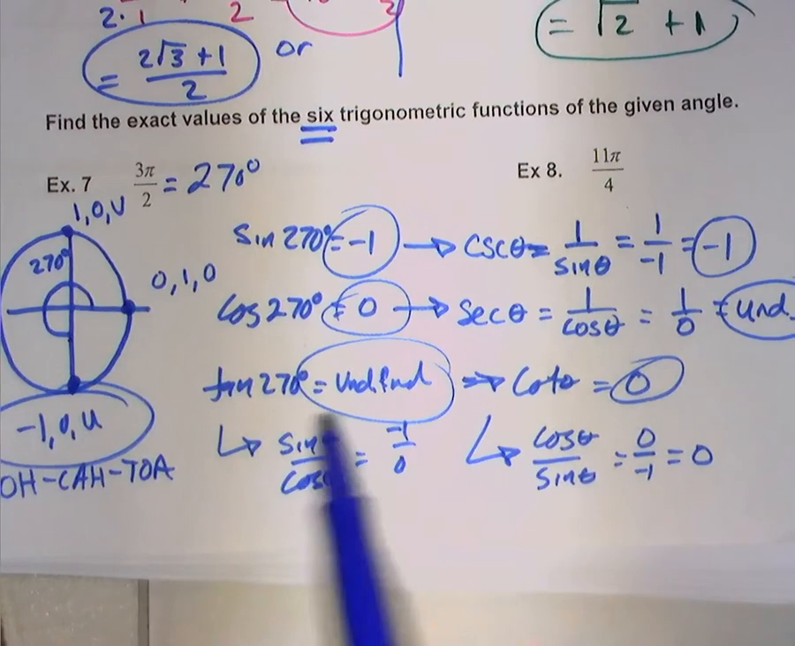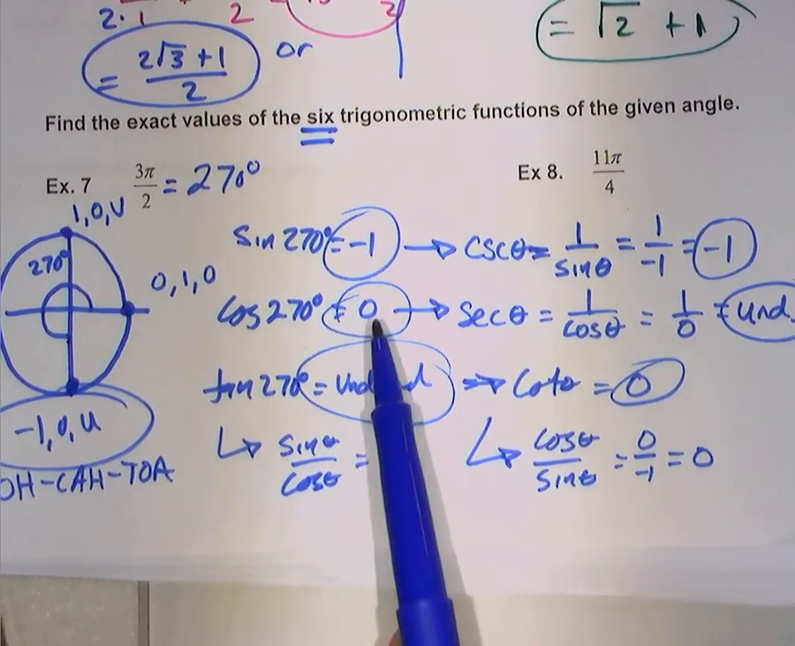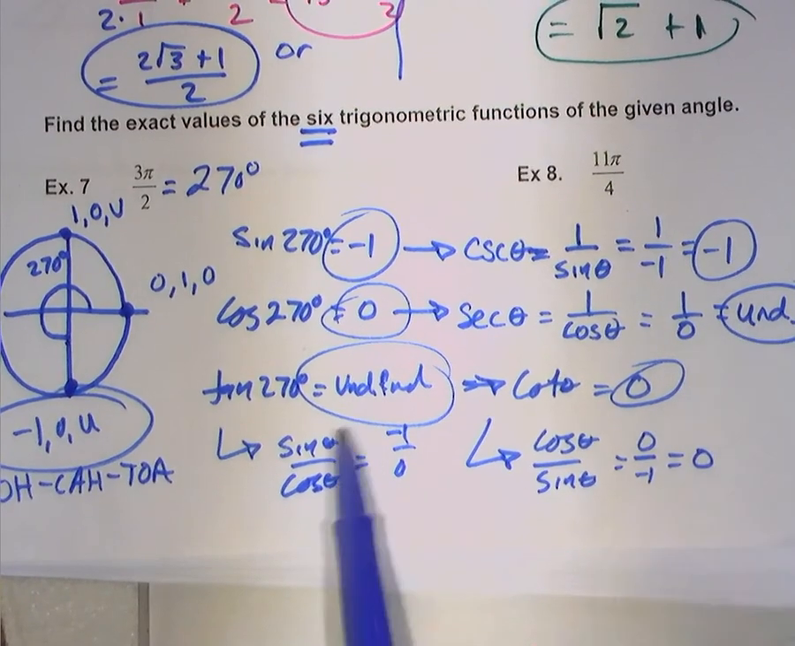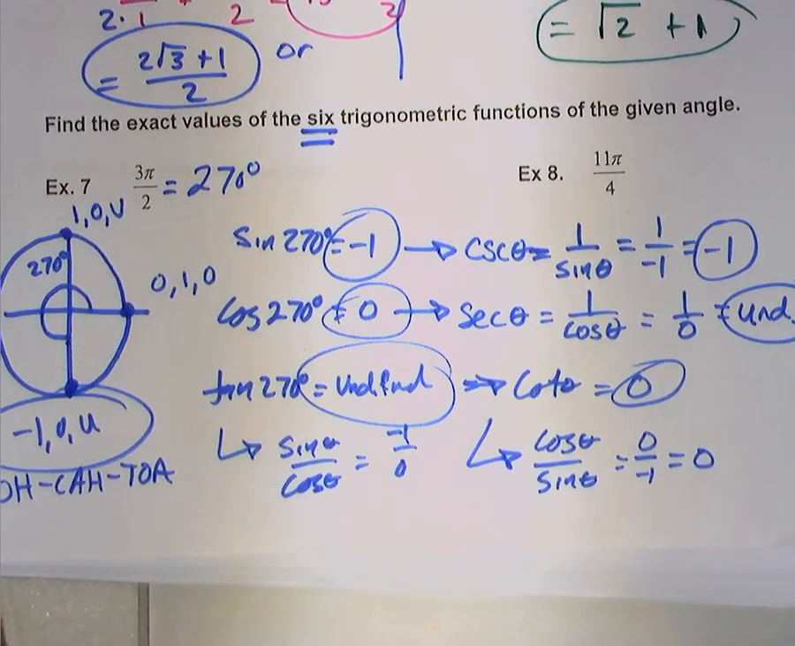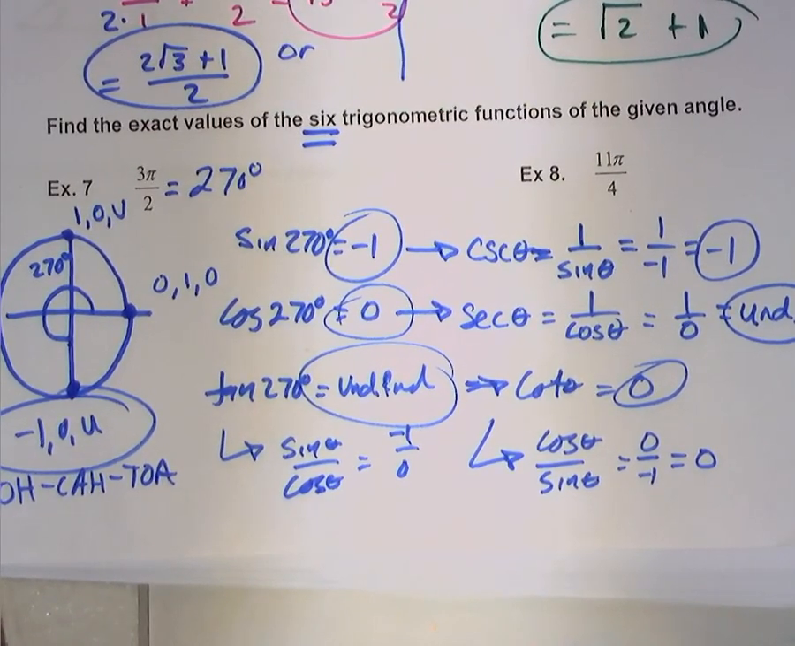Okay. So big idea though, I never do all that work. I just know if one guy is 0, his buddy's undefined, and vice versa. If one's undefined, the buddy's 0. And that's because they're flipping it. It's going to be 1 over 0 and 0 over 1. Okay. All right. Do you have any questions?